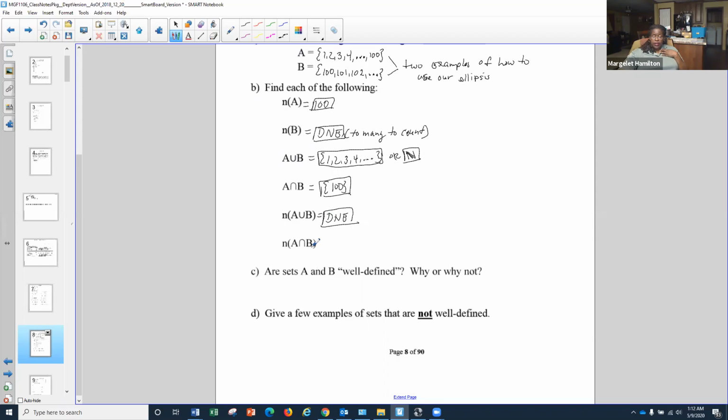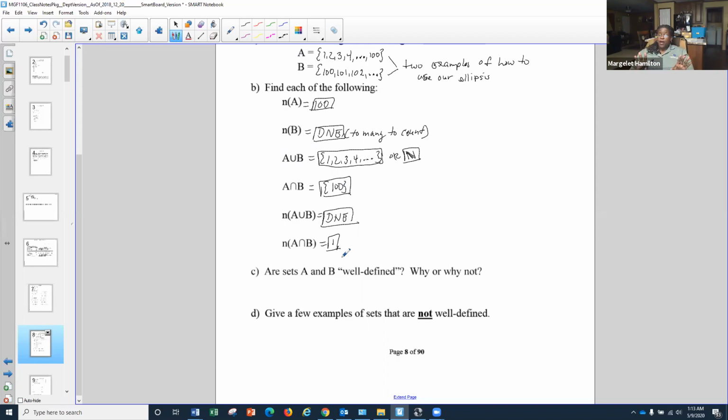All right. Then we want the cardinality of A intersect B. Again, we found A intersect B here. We found it to be 100, right? So what is the cardinality of this? What's the only thing in here? How many things? Just one thing. So the cardinality of A intersect B is just 1. Remember, not in set brackets, just the number 1. All right?